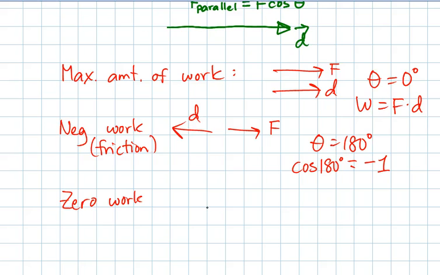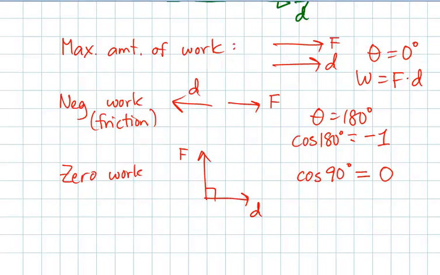You can also have 0 work done, and I'll try to show you a demo of this in class, or perhaps your teacher will. And this happens when you have a force and a displacement at a right angle, and the cosine of 90 degrees is 0. So anytime you have force and displacement at a right angle to each other, you have 0 work being done. And a good example of this is in circular orbits.